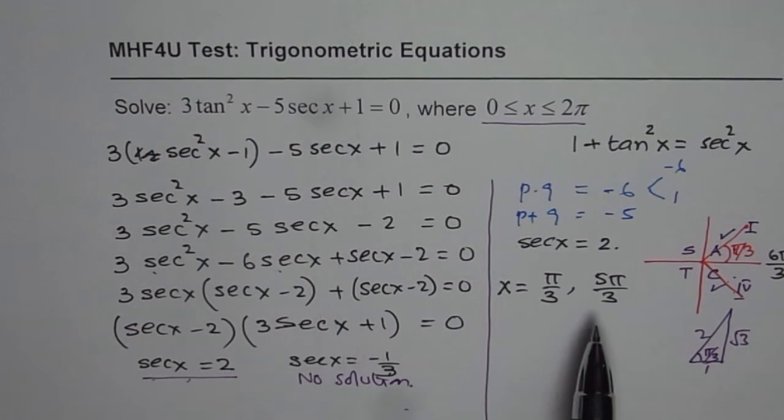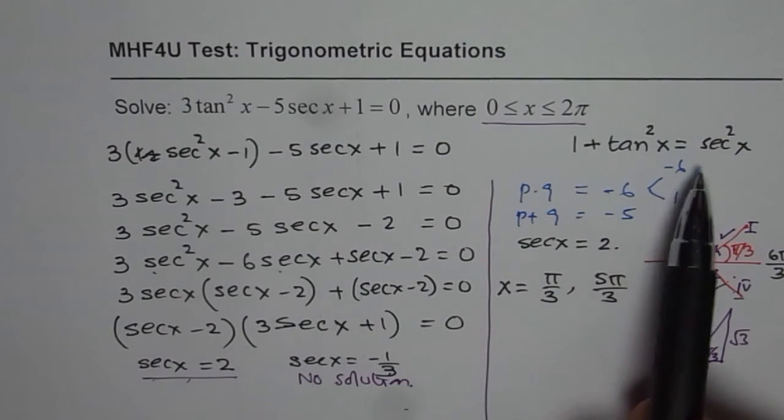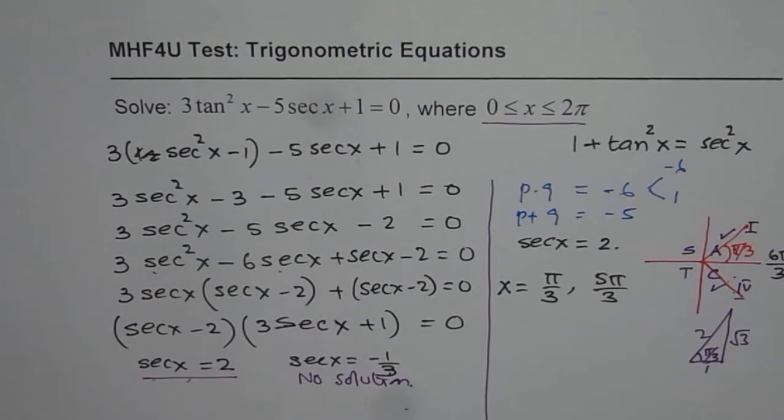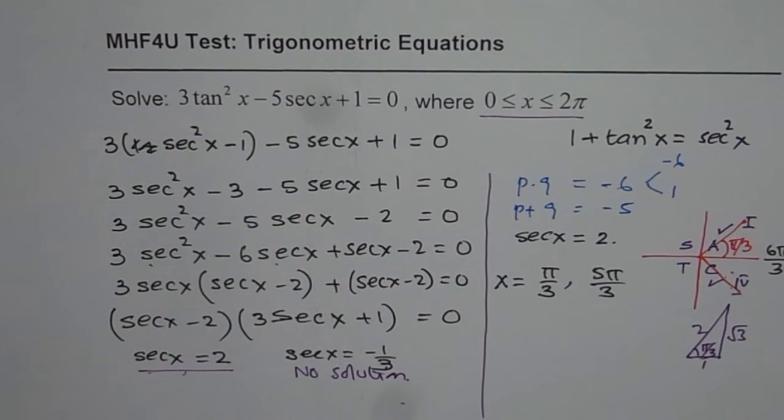So it is important to understand that 1 plus tan square x equals secant square x really helps us to translate this equation into a quadratic form which can be factored, and finally we can find the answer. I hope that helps. Thank you and all the best.